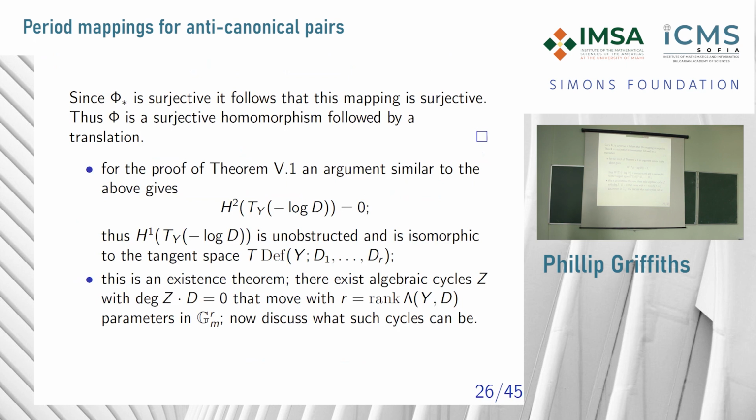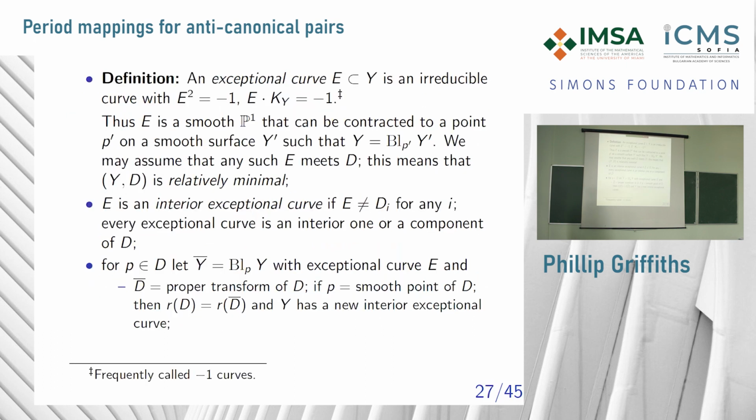So this is an existence theorem because what it says is that there exist cycles that have intersection number 0 with this divisor, and this should be in B2 minus R, that's the rank of this lambda parameters. So we want to see what such cycles should be. So this part of the period map tells you that there are enough algebraic cycles that map onto all possible periods. So let's look at what they might be.